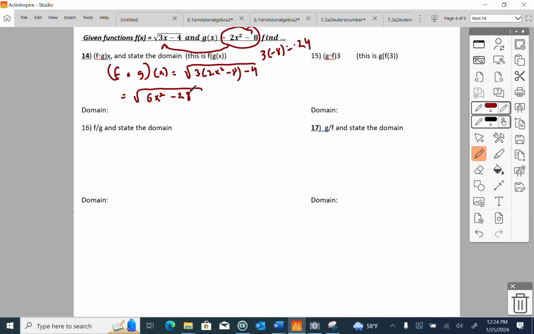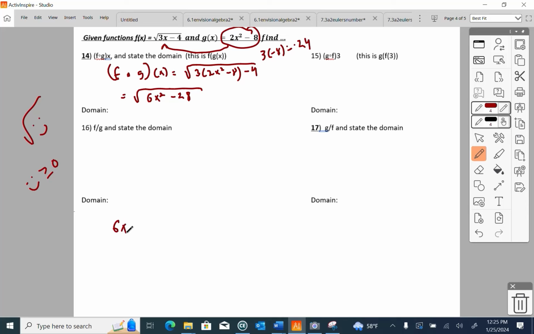The domain's the kicker, man. And I wish these numbers were prettier, but they're not. They're not pretty at all. Oh, it stinks. But the domain on this one's pretty bad. So I'm going to do this down here. The deal is, for the square root of anything, whether it be a smiley face or something, the smiley face has to be greater than or equal to 0.